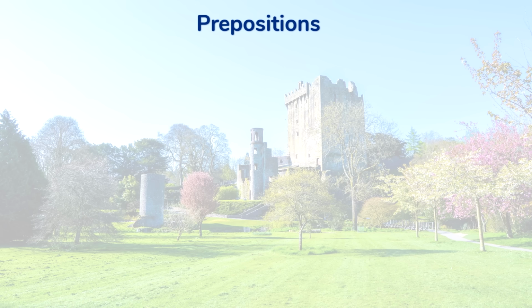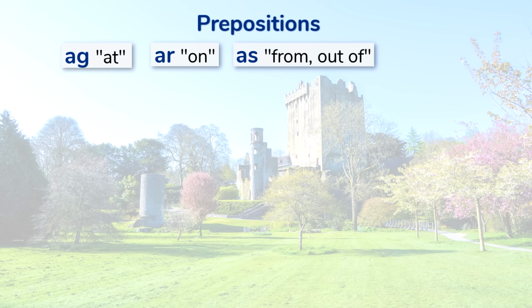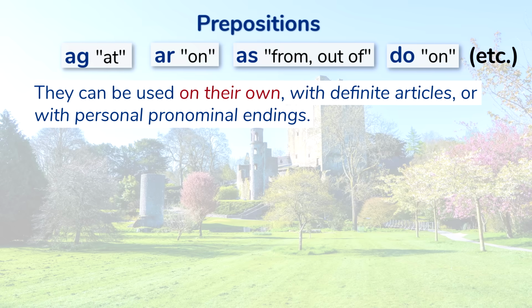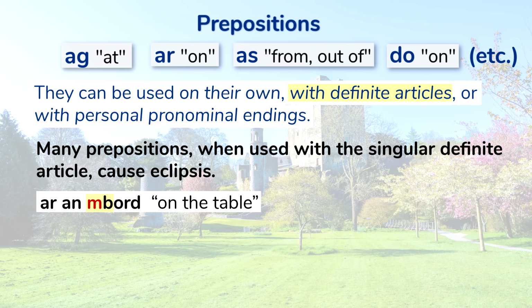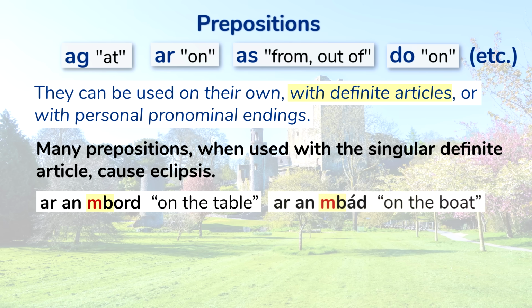Another interesting element of Irish is its use of prepositions like ag, le, as, do. They can be used on their own, with definite articles, or with personal pronominal endings. When used alone or with a definite article, they work much the same way as they do in English. But you might recall that in the previous section on initial consonant mutation, we saw that many prepositions, when used with the singular definite article, cause eclipsis, like in the phrase ar an mbord, meaning on the table, or ar an mbád, meaning on the boat.